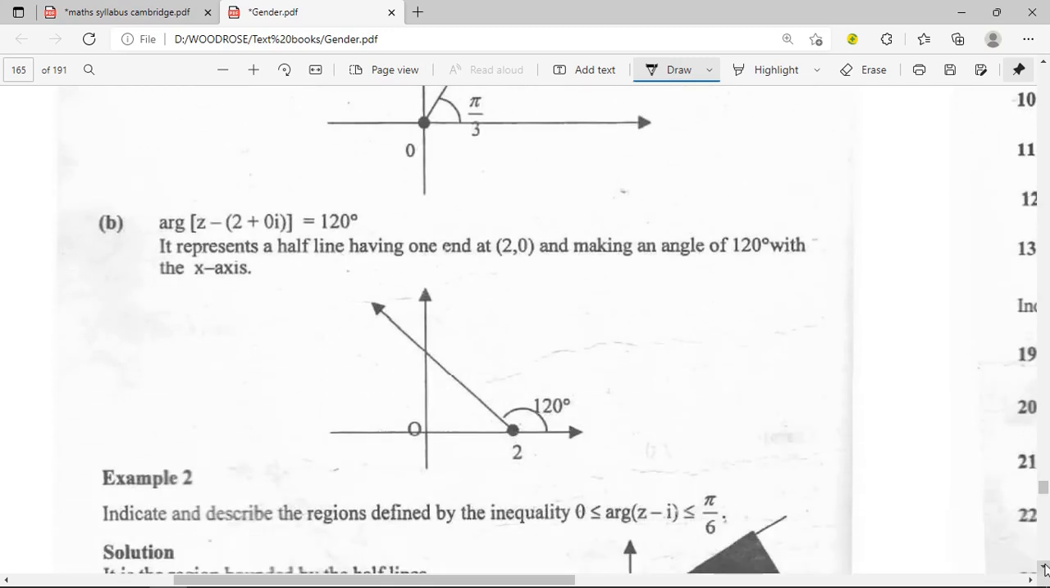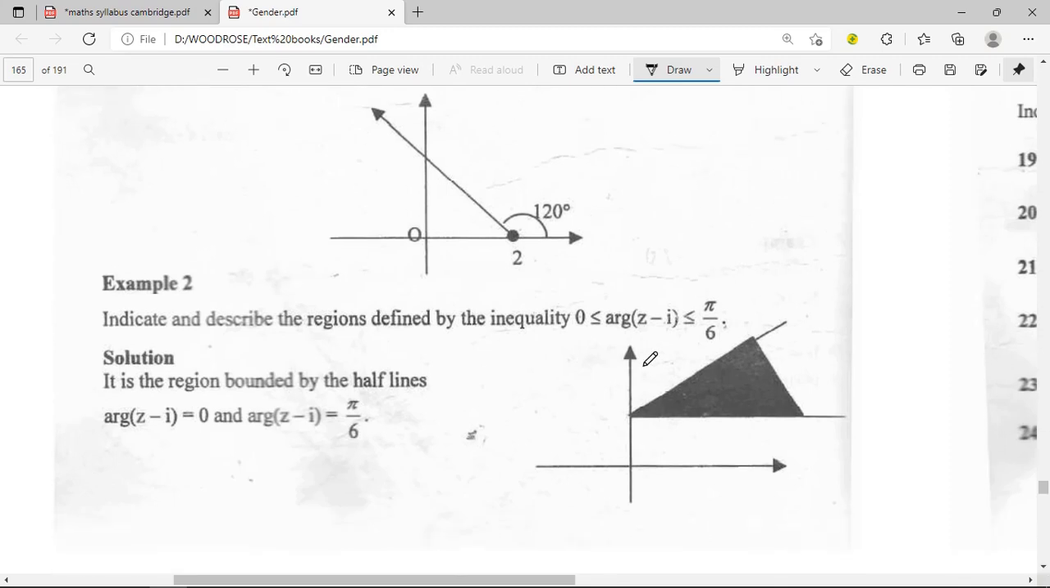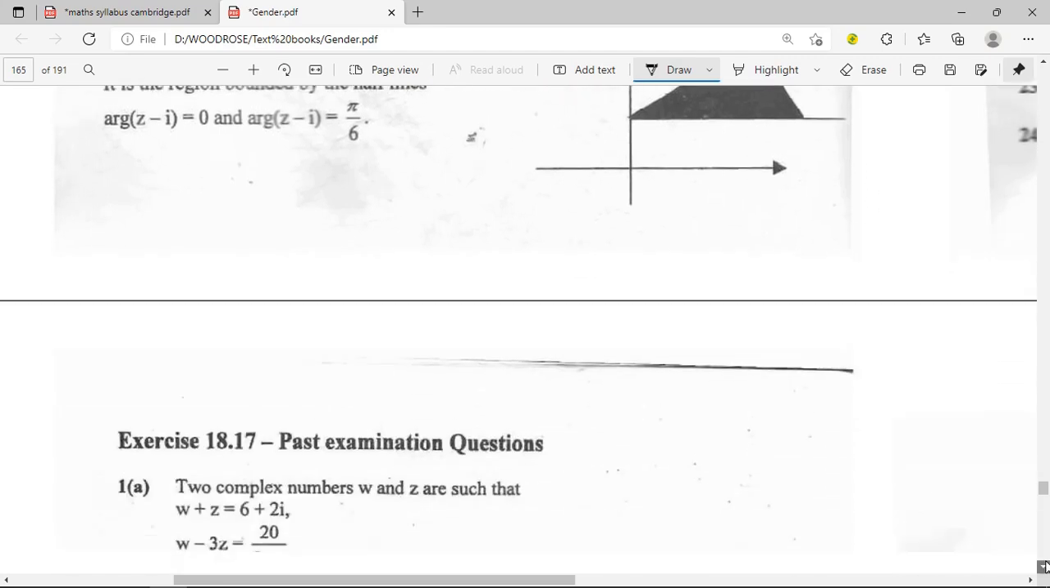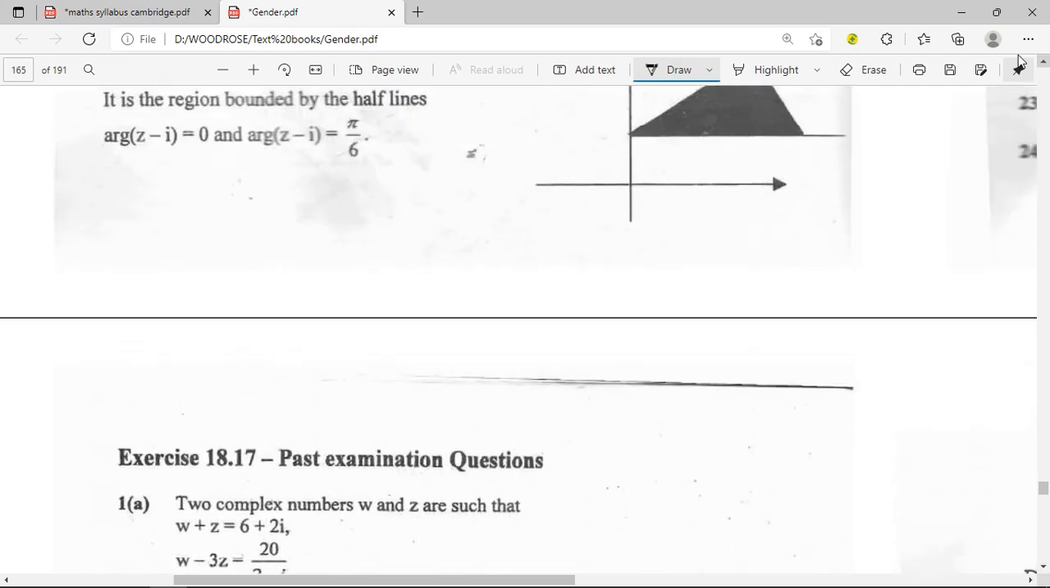Can you look at B? Now, in this example, we want to indicate the region. So in this case, we are going to shade the region represented by this one. Okay, let me do a different one. Then you can read this example. Suppose we are asked to sketch this locus.